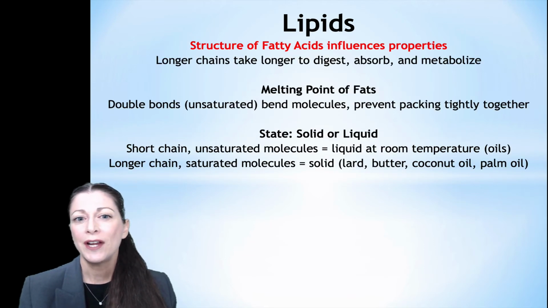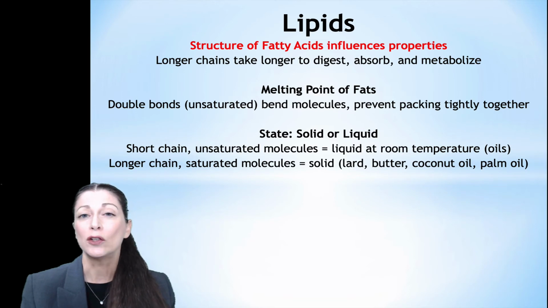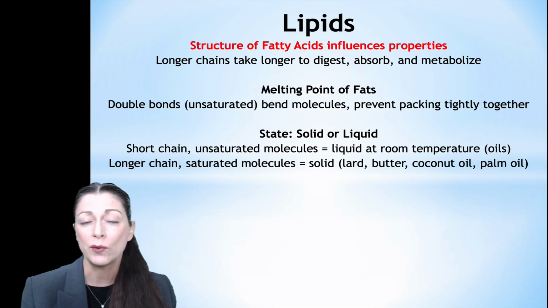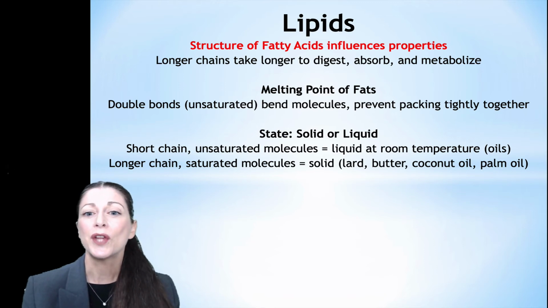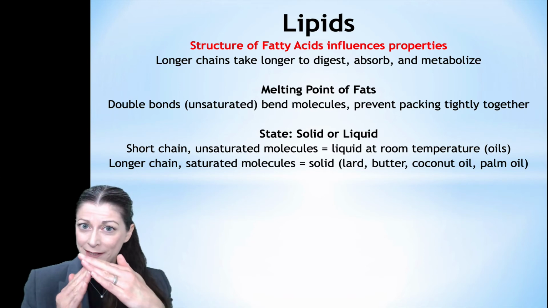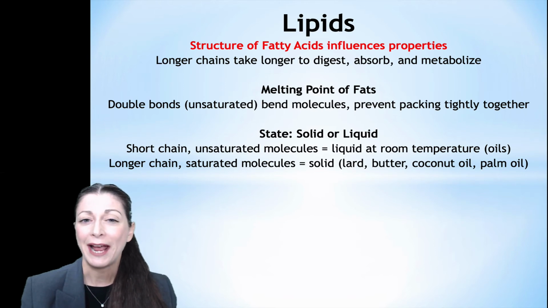So the structure and shape of the fatty acid influences its properties, what it can do. Longer chain fatty acids take longer to digest, longer to absorb, and longer to metabolize. The melting point is also affected by the structure of the fatty acids and specifically the bonds. Double bonds, unsaturated fatty acids, those molecules are bent. So they're bent and there's a bunch of them together, so they can't pack together really tight. And what happens is their melting point changes.